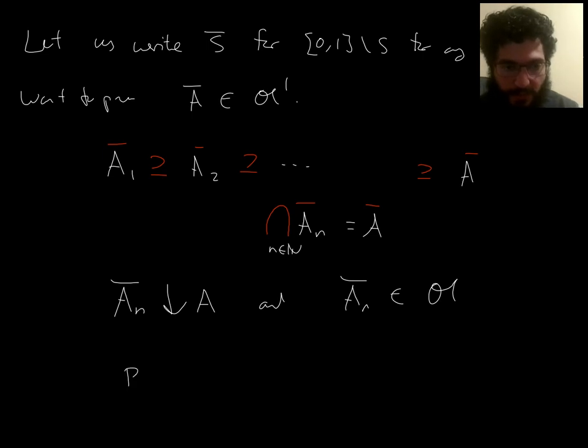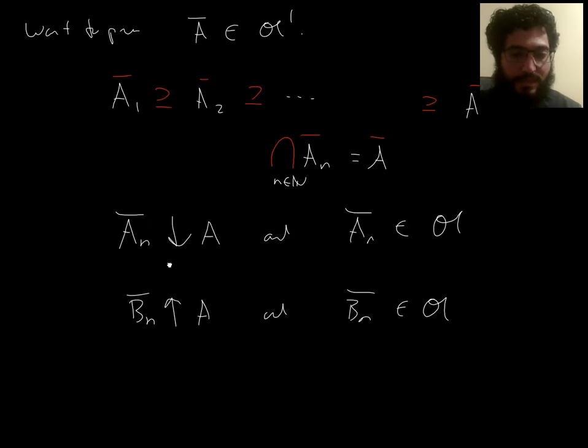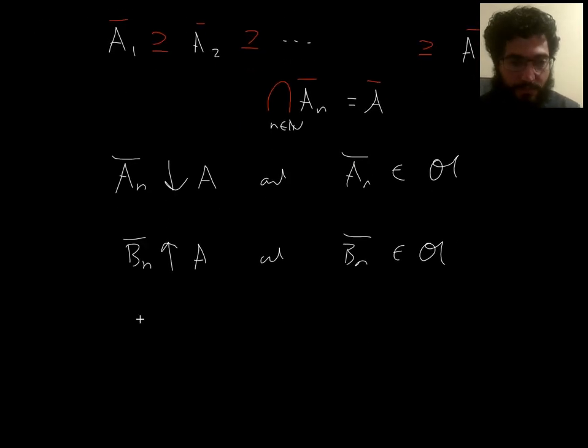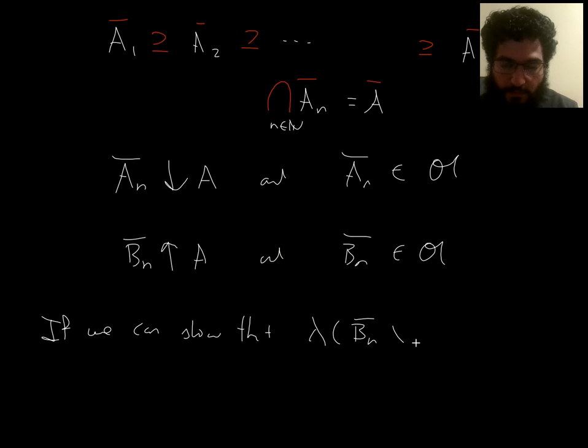So you similarly get that the B_n bars are going to build up to A, and the B_n bars are complements of elementary sets, so they're elementary sets. And it remains, if we can show that the Jordan measure of the difference of these two elementary sets goes to 0, then we are done.